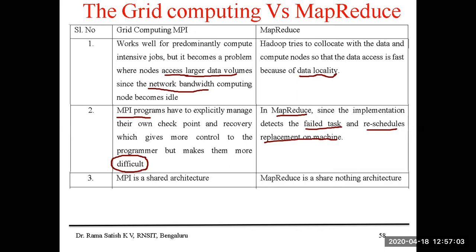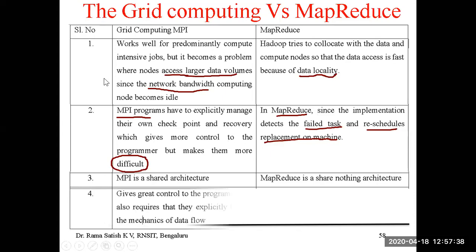The next one is MPI. Grid computing works on a shared resource architecture, but MapReduce is a shared-nothing architecture. That is the first and foremost difference. You don't share anything. If there is no sharing, there is no dependency, and if there is no dependency, your program will work independently, and it works fast. That is another good thing about this.